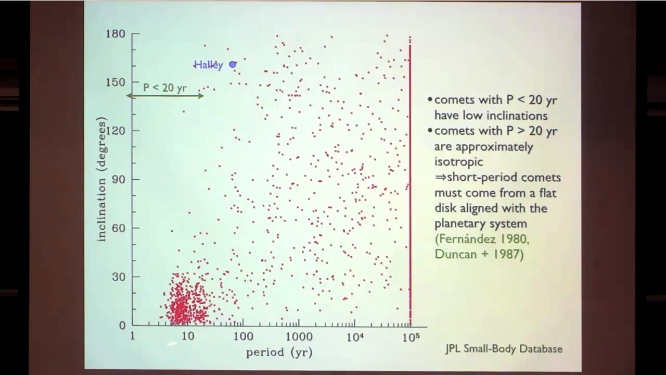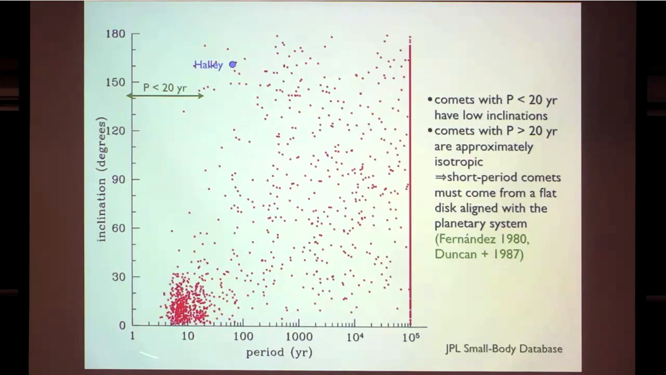And the most striking feature is a clear distinction where if the comet orbital period is less than about 20 years, the inclination is quite low, typically around 10 or 20 degrees. And if the orbital period is longer than that, the inclination is relatively isotropic. Just for reference, there's Halley's comet.